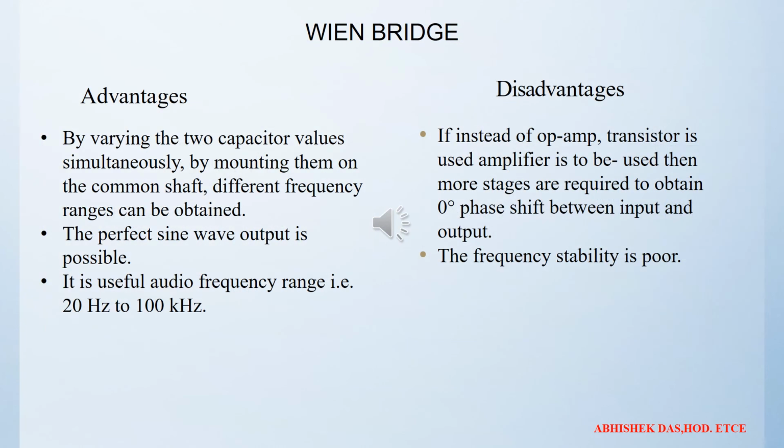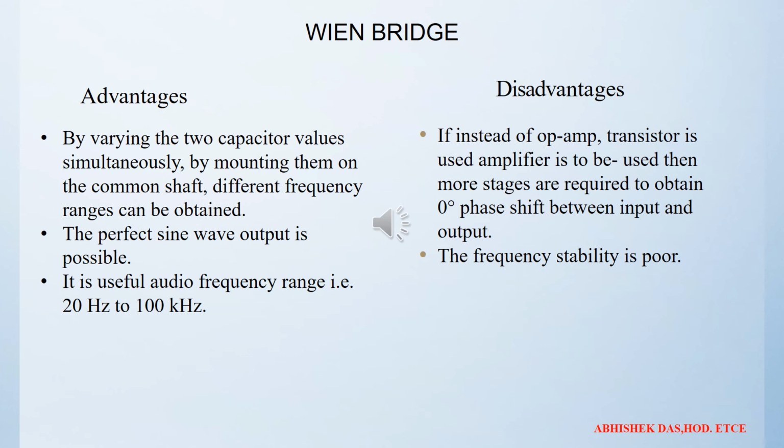Now we are going to discuss the advantages of the Wien bridge. By varying the two capacitor values simultaneously by mounting them on a common shaft, different frequency ranges can be obtained. A perfect sine wave output is possible, and it is useful to measure the frequency range from 20 Hz to 100 kHz.